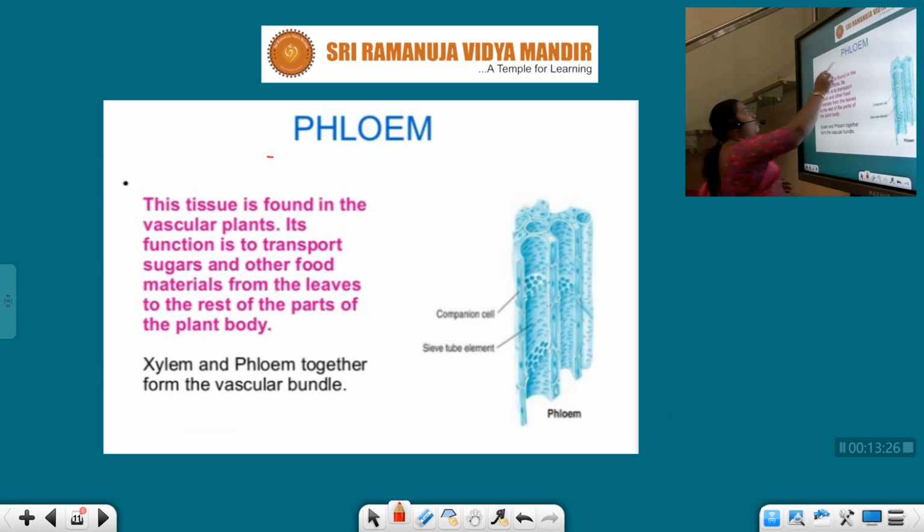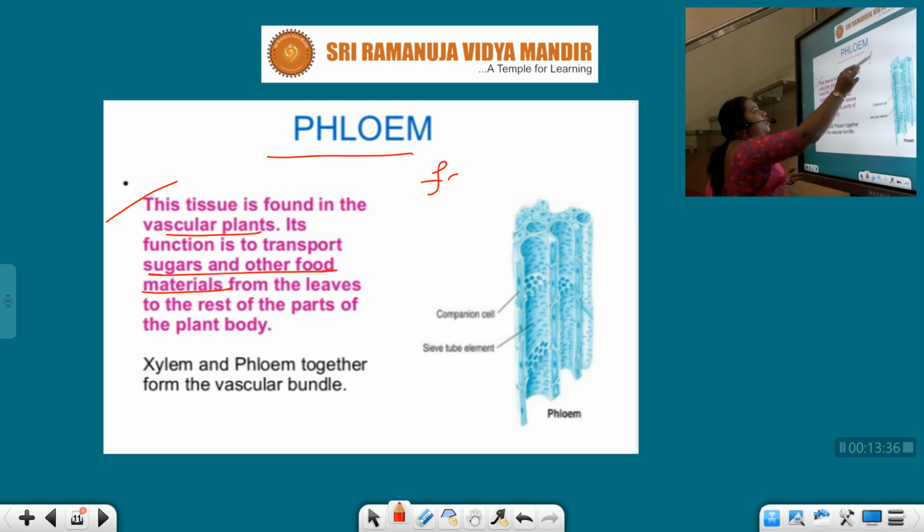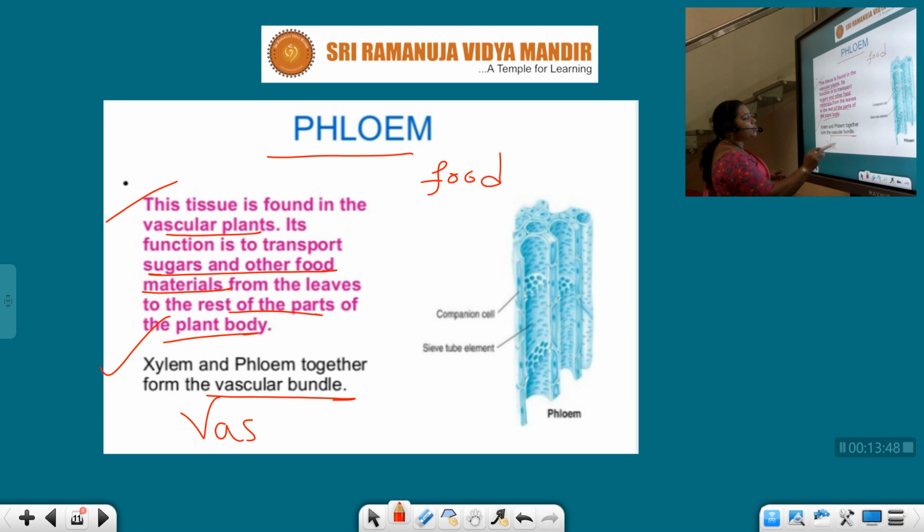Now let us see about the phloem. This tissue is found in the vascular plant. Its function is to transport sugars and other food materials. So phloem helps in the transportation of the food from the leaves to the different body parts of the plant. Xylem and the phloem together form the vascular bundle.